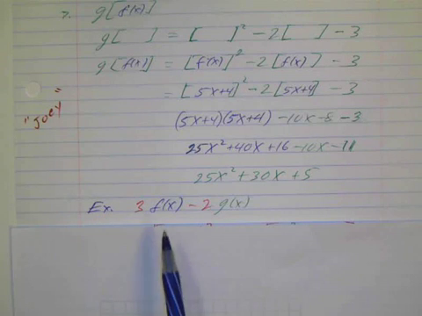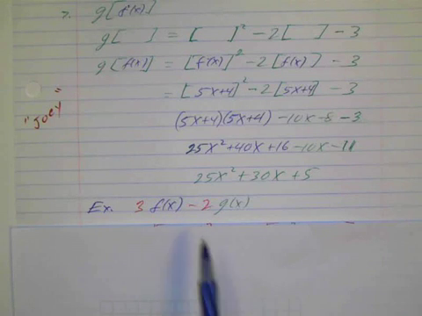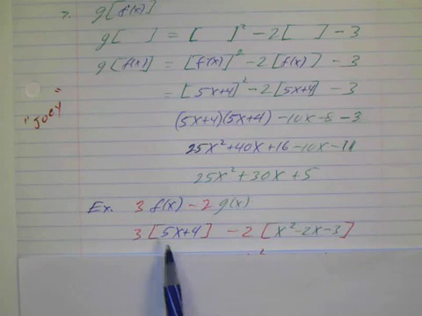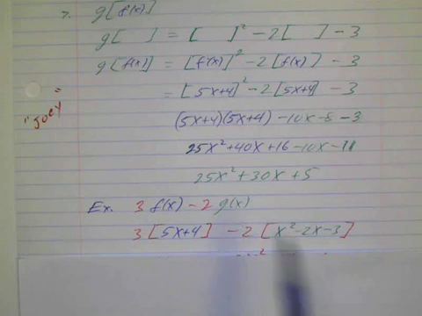And when you multiply a function by a constant, you just multiply each term, so it's very simple. So 3 times f of x minus 2 times g of x. What's f of x? Well, f of x was 5x plus 4. What's g of x? That was x squared minus 2x minus 3. And then we just distribute out and simplify or combine like terms. So it becomes, again, like an algebra 1 problem.